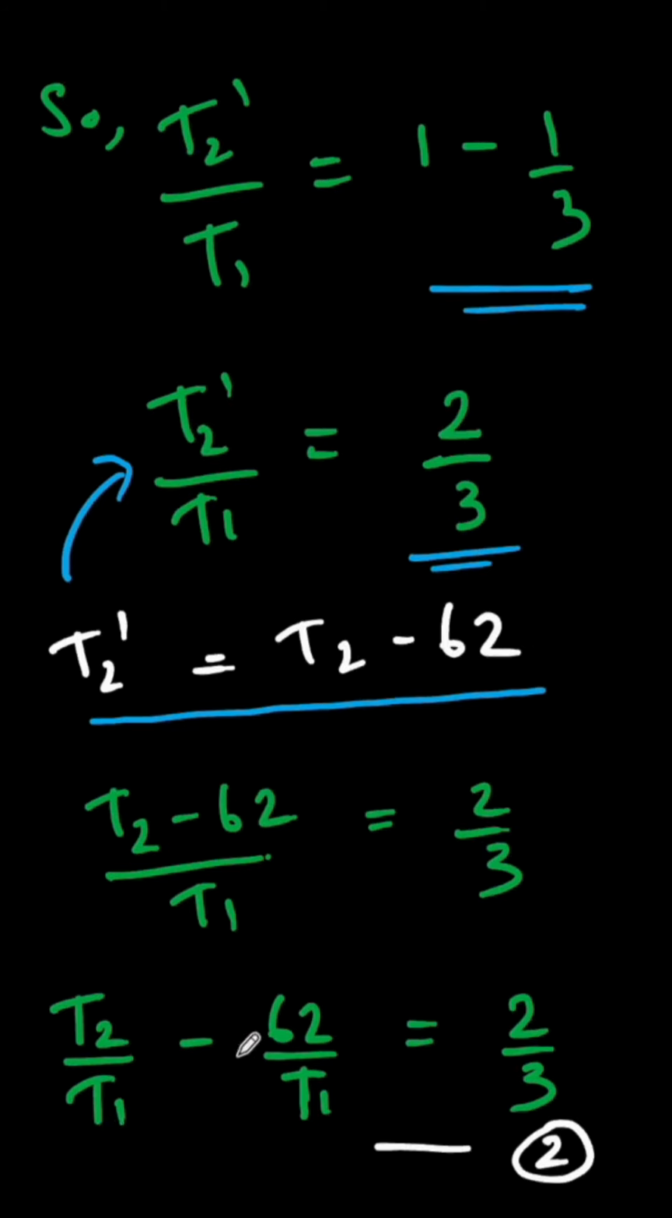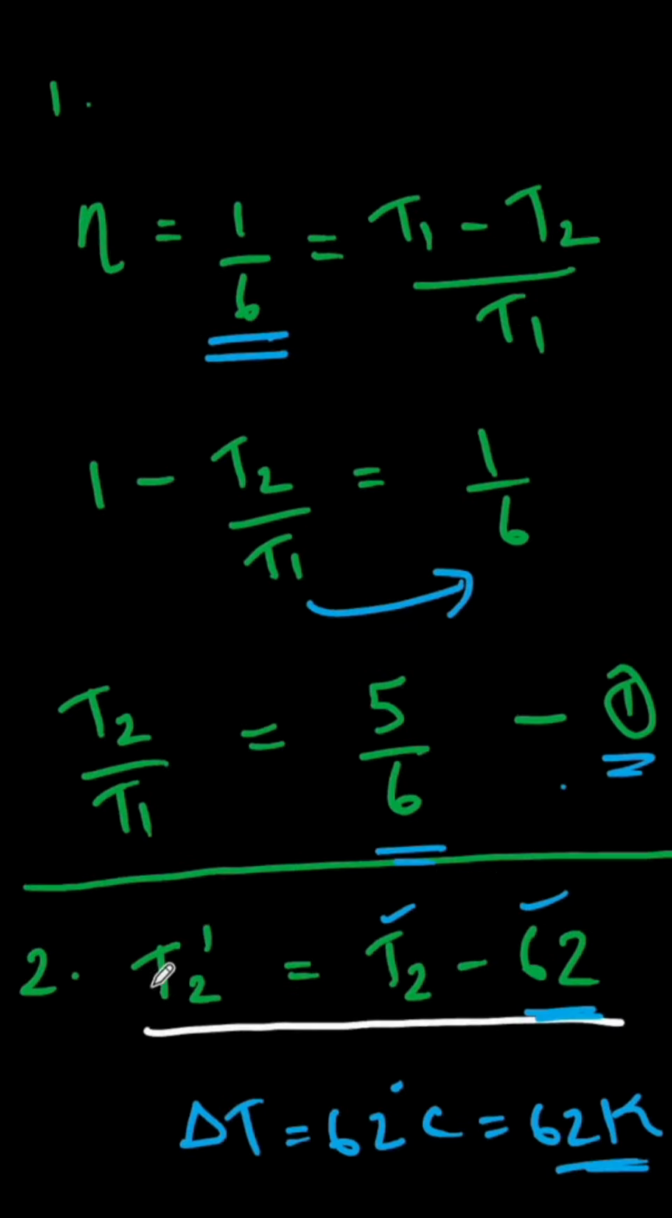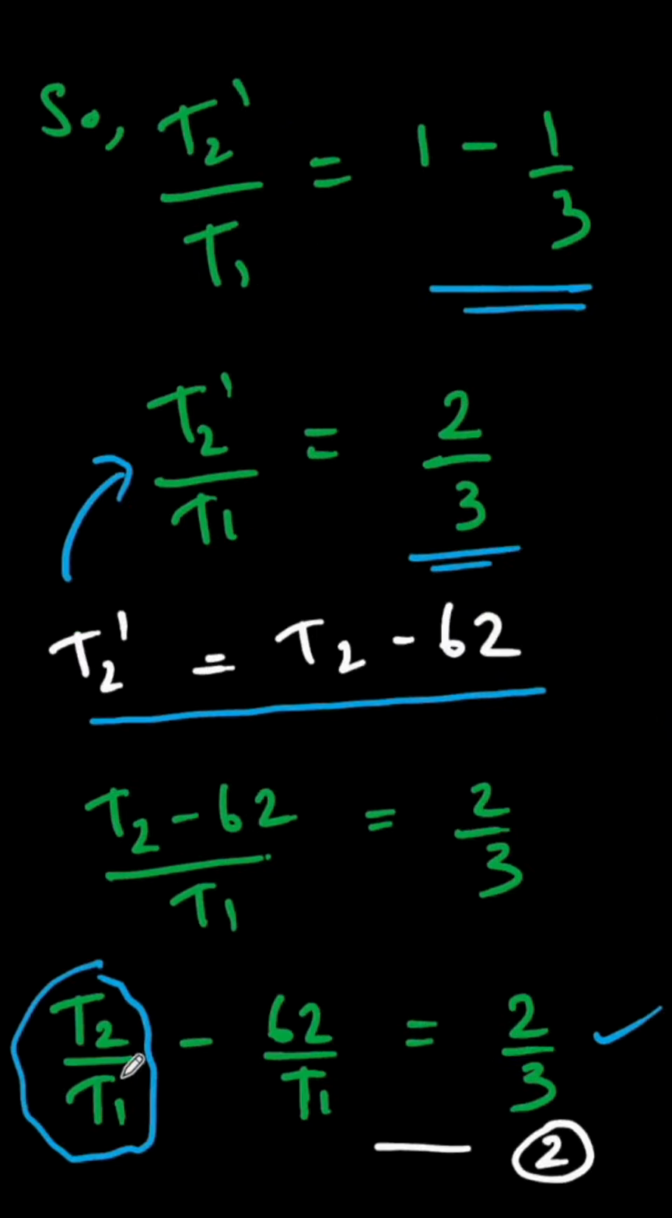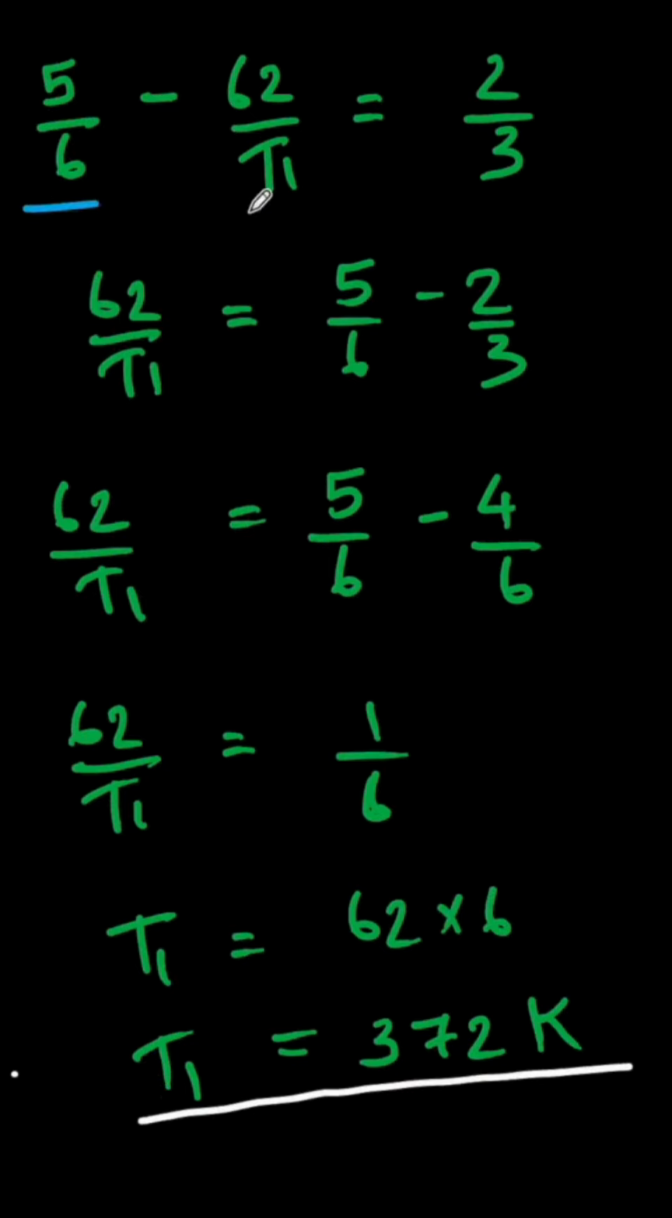That means T2 by T1 minus 62 by T1 is equal to 2 by 3. And what is T2 by T1? We already obtained it from the initial condition: the ratio of initial sink temperature and source temperature is 5 by 6. So substituting it here, we have 5 by 6 minus 62 by T1 is equal to 2 by 3. That is 62 by T1 becomes 1 by 6. So T1 becomes 62 into 6, which is 372 Kelvin.